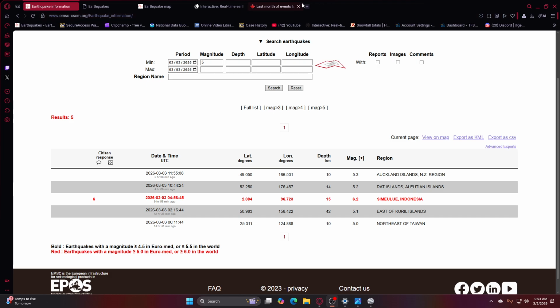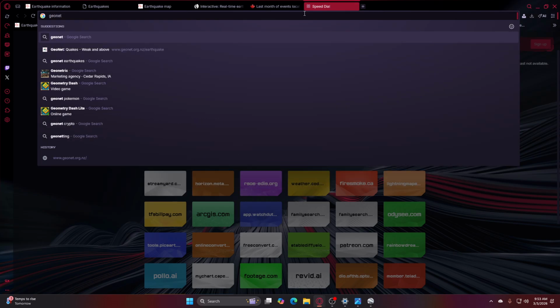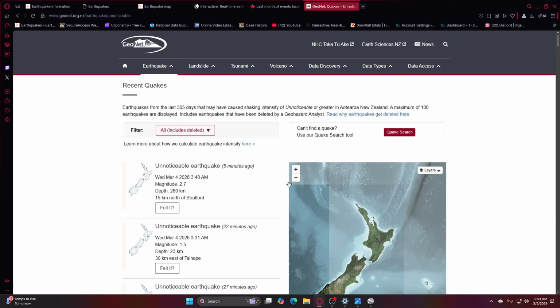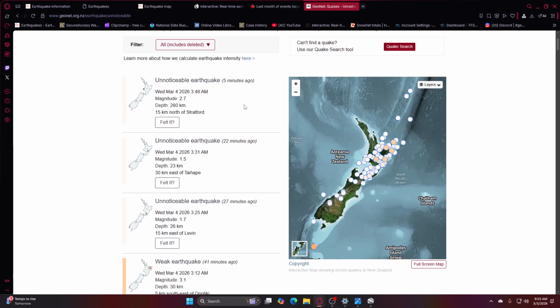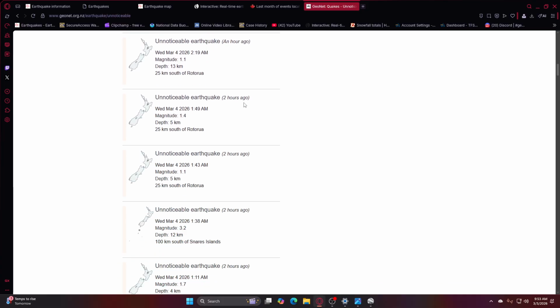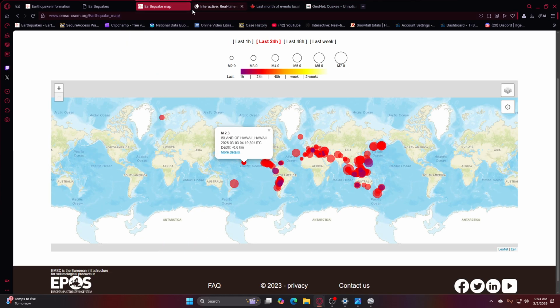We will go and pull up GeoNet, and we will look at all of the earthquakes that have occurred today on GeoNet. So I want to look at all. That includes deleted. So I'm looking to see where the 5.2 is that occurred. And it shows that it was a 5.6, 115 kilometers south of Snares Island. If that is the same earthquake, hang on.